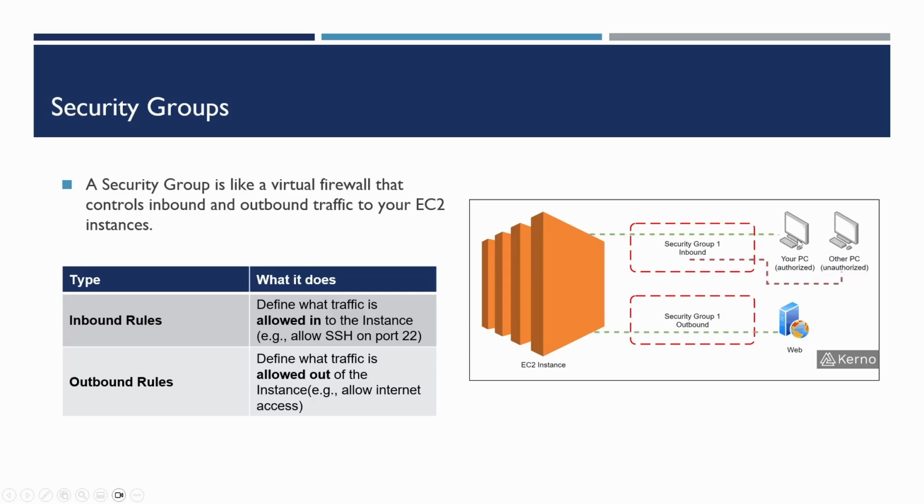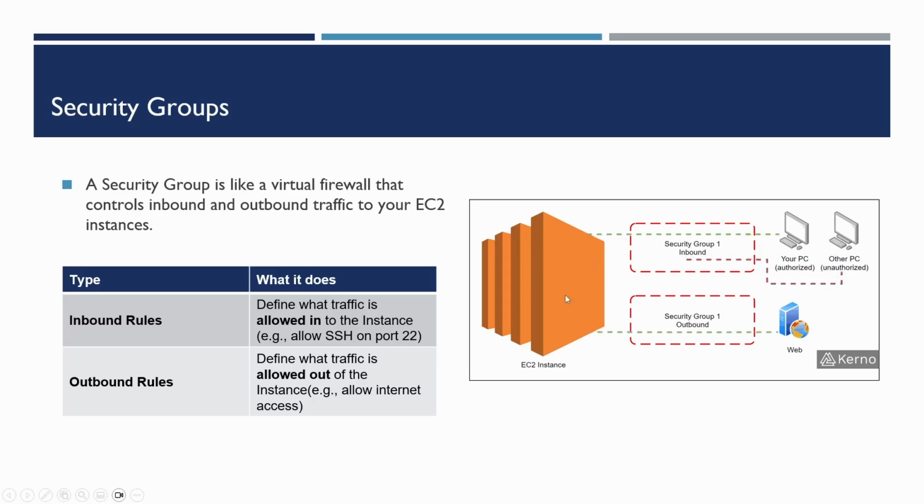When it tries to send a message, the security group comes first and checks whether you are allowed to do that action or not. So let's suppose this PC is allowed and this PC is not allowed. When you try to communicate, the security group checks that your credentials match, so you will be allowed. The other person's credentials do not match, so his request will be blocked.